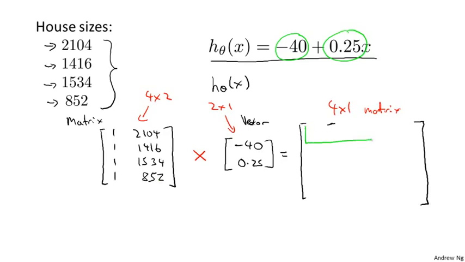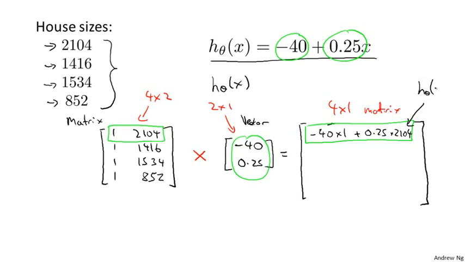Now it turns out the first element of this result, the way I'm going to get that is I'm going to take this and multiply it by this vector. And so this is going to be minus 40 times 1 plus 0.25 times 2104. By the way, on the earlier slides I was writing 1 times minus 40 and 2104 times 0.25, but the order doesn't matter. Minus 40 times 1 is the same as 1 times minus 40. And this first element, of course, is h applied to 2104. So it's really the predicted price of my first house.